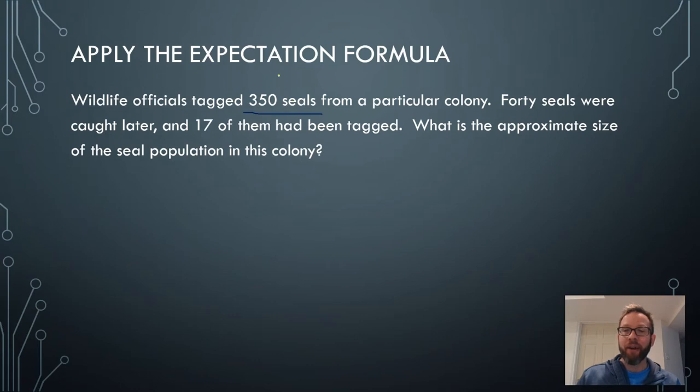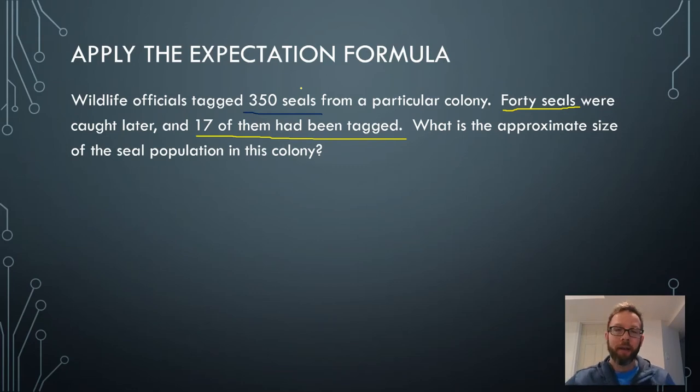And then later on, maybe several years later or what have you, these scientists go back and they caught 40 seals, and they looked at how many had been tagged. 17 of them have been tagged. So 17 of the 40 seals were tagged that they caught. And they know that 350 seals out of this whole colony are tagged too. So we can use these proportions and expected value to find the size of the seal colony.